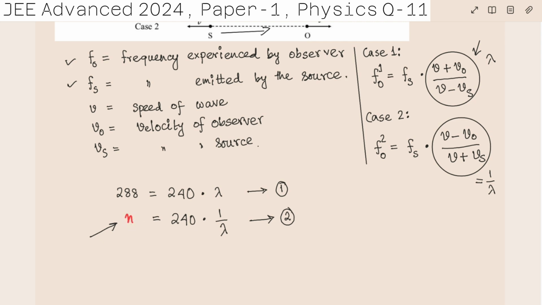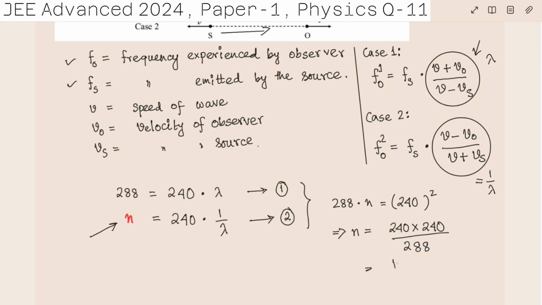Okay, so this is actually very easy to solve. If you just multiply these two equations, what we get is basically 288 times n is equal to 240 squared, right? Good. So lambda is actually cancelling. Now to find the value of n, that is basically 240 times 240 divided by 288.